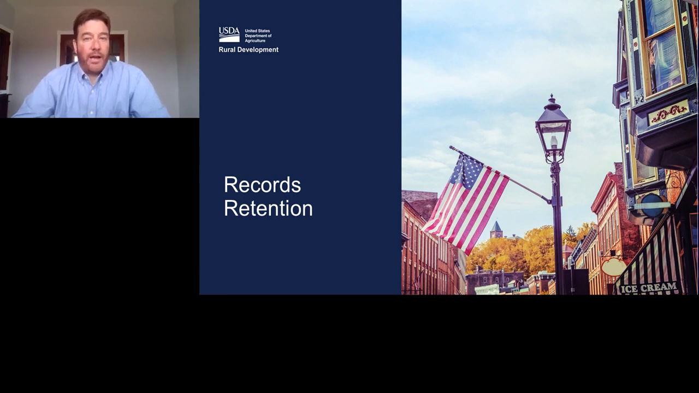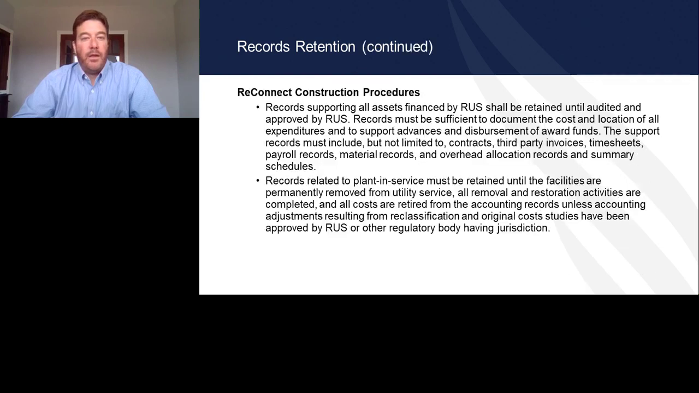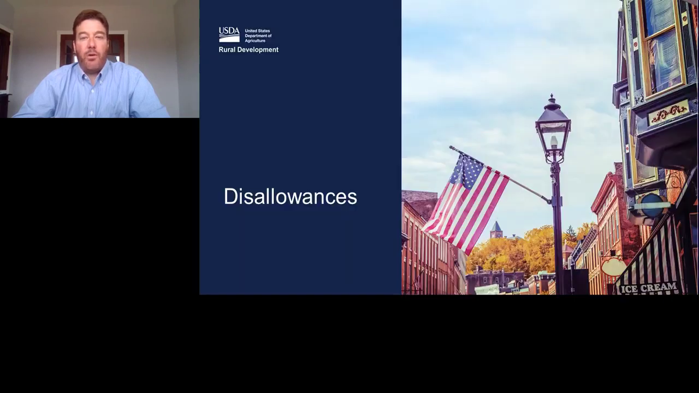After reviewing your underlying records, we may disallow certain items. The award documents provide for our right to disallow certain costs and take other actions. If disallowances are made, RUS will instruct you on how to satisfy the disallowance. It is up to RUS to decide how the disallowance can be satisfied.